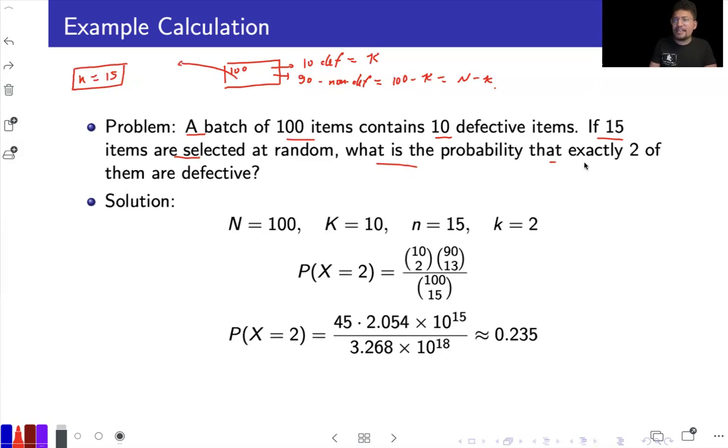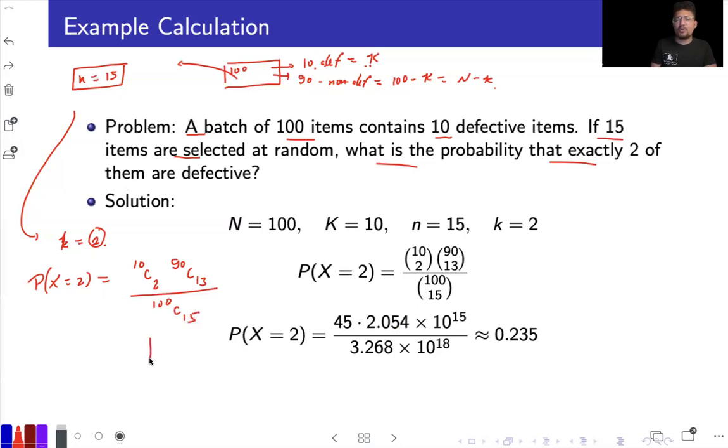What is the probability that exactly 2 of them are defective? Very simple, small k comes out to be 2. So we need to get the probability of X equal to 2. So we need to get 2 successes out of K, in our case. So that is 10C2, the remaining 90C13, since we need a total of 15, divided by 100C15. If we solve it, you are going to get 0.235. That is the probability that we are getting.